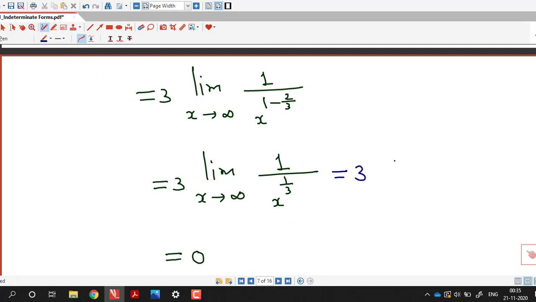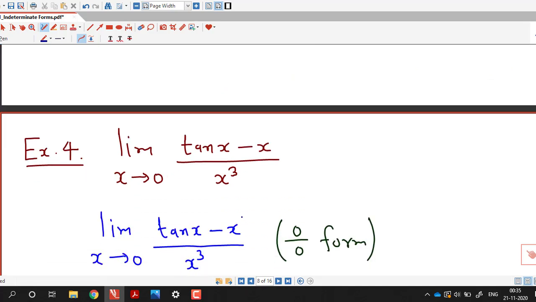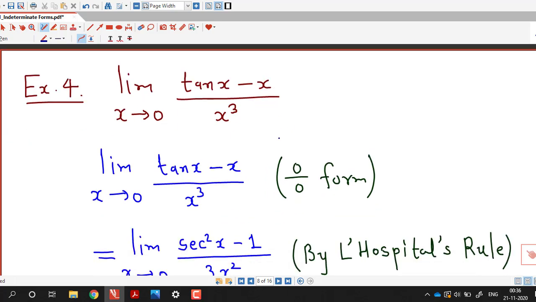This is nothing but 3 into 1 over infinity raised to 1 by 3, and this is 0, so the limit is 0. So these are simple examples in which we are using L'Hospital rule only to evaluate the limits. This is another one, limit of tan x minus x over x cube.